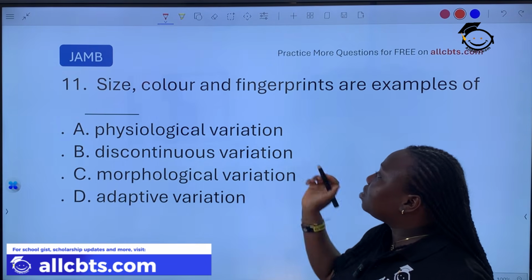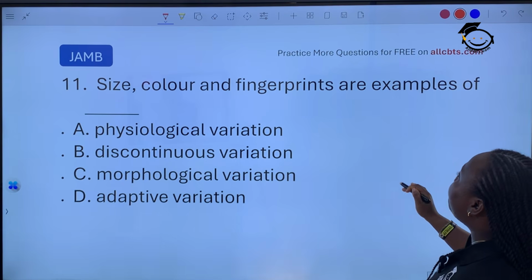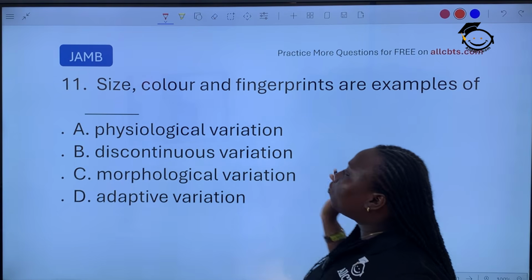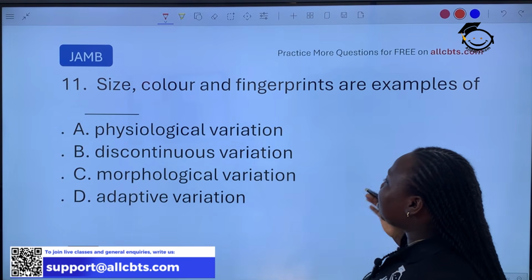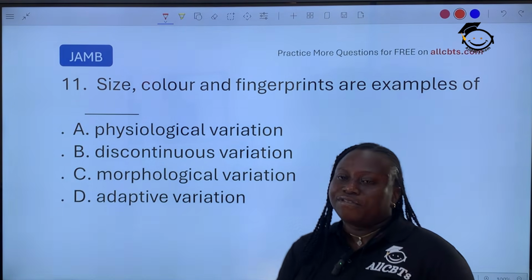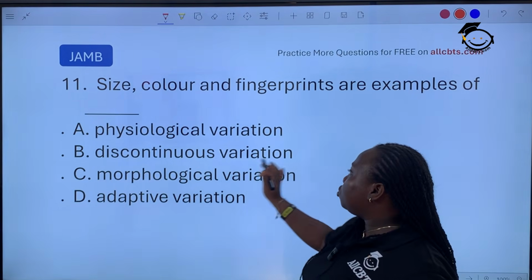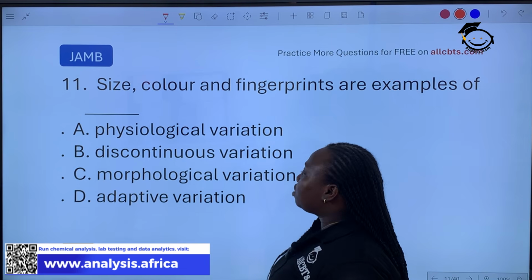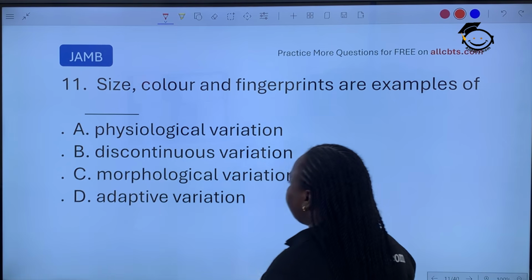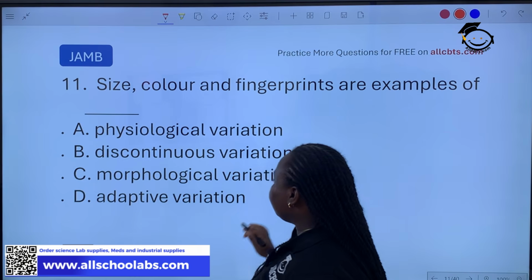Number 11, size, color, and fingerprints are examples of dash variation. A, we have physiological variation. B, we have discontinuous variation. C, we have morphological variation. D, we have adaptive variation.